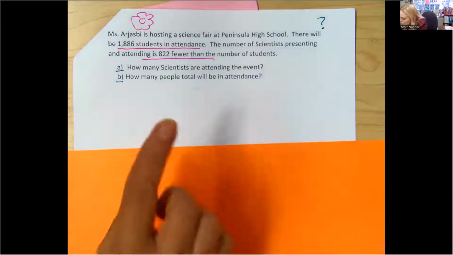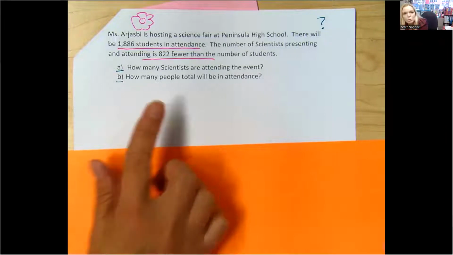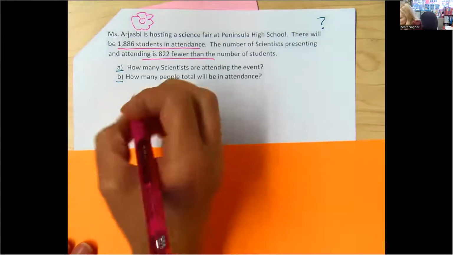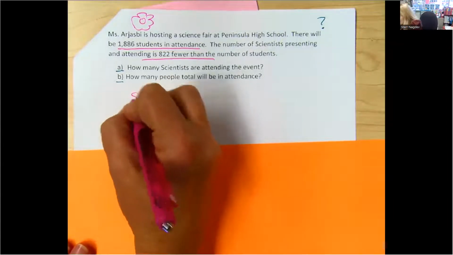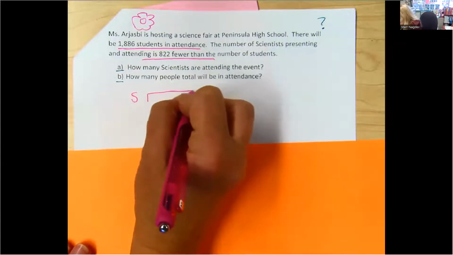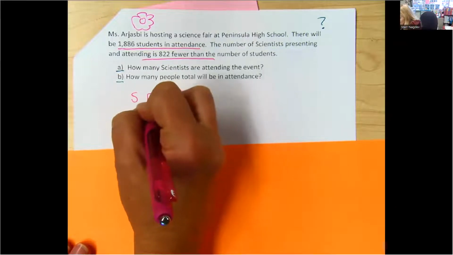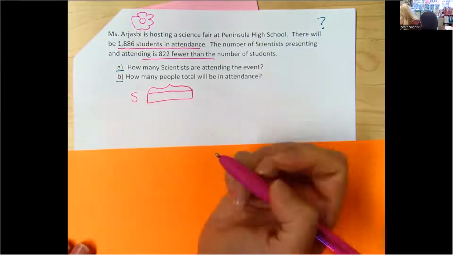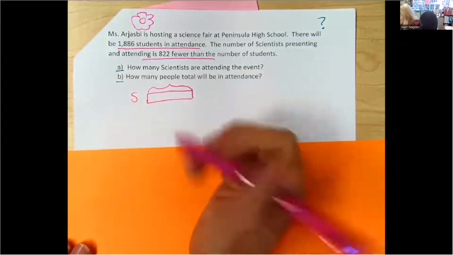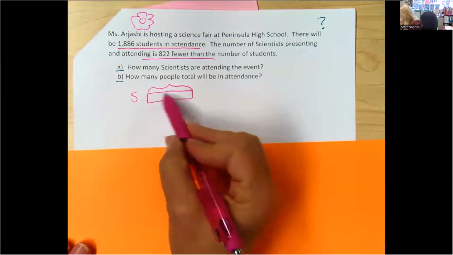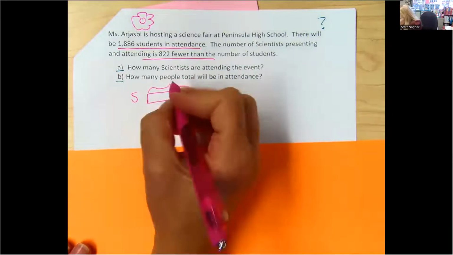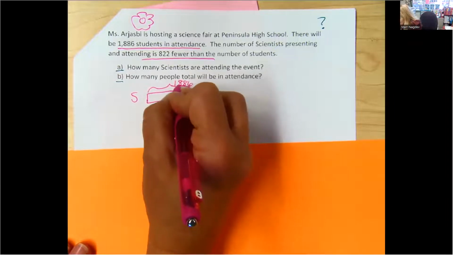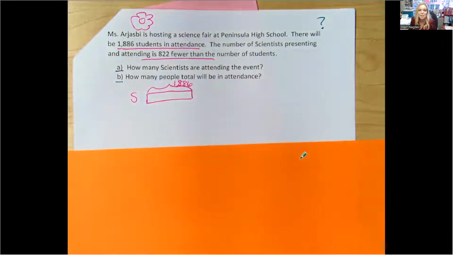So how do we break this down? Well, we do have certain bits of information, one of which is the total students attending. So I'm going to label that as students. And we know when we do a bar model that anytime we put this bracket on top, we're saying the total amount of the bar. And in that case, it represents 1,886 total students. You guys with me still?